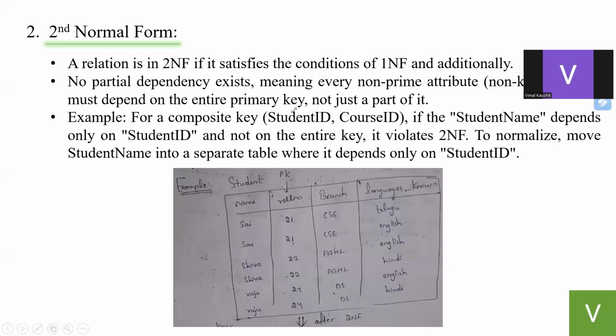So let us understand this. We have a relation consisting of three values. First one is student ID, course ID, and student name. The student name depends on student ID, but it does not depend on course ID. So we are creating a separate table with student ID and student name, and a separate table with student ID and course ID. So this is about 2NF.